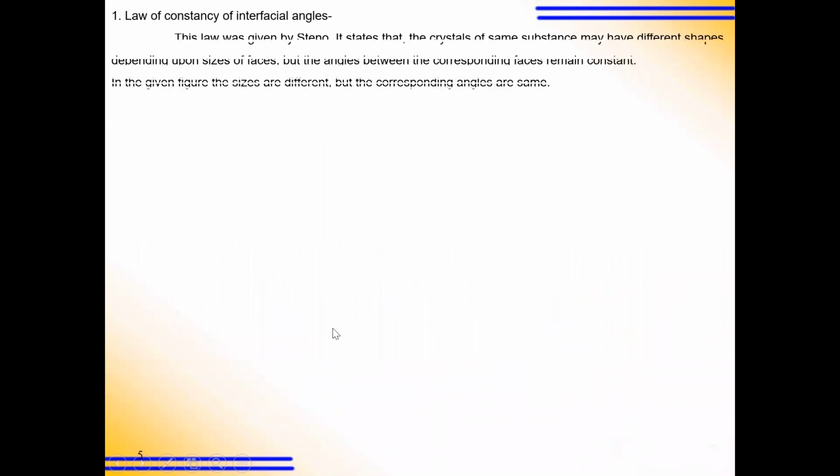Now, this law of crystallography, we understand, is given by Steno. This law has been given to us by Steno.